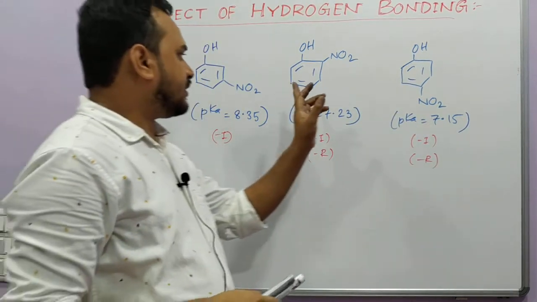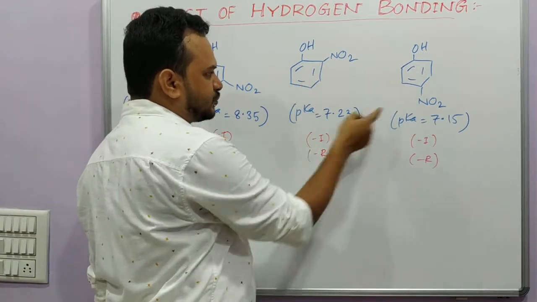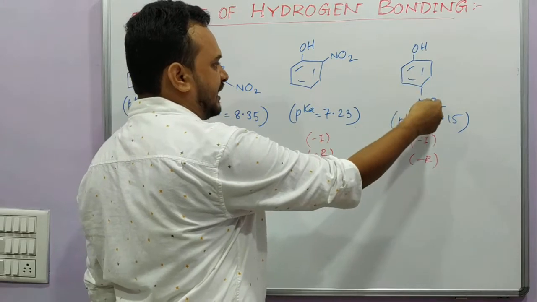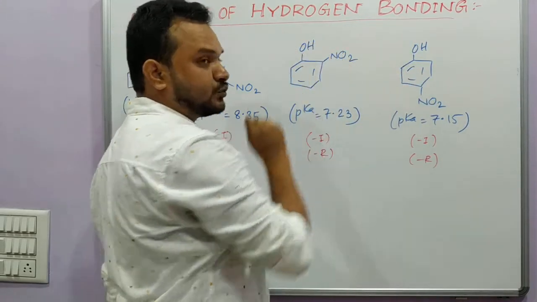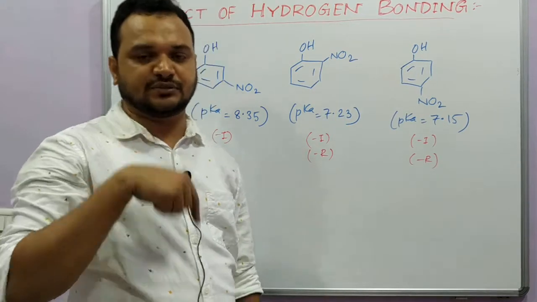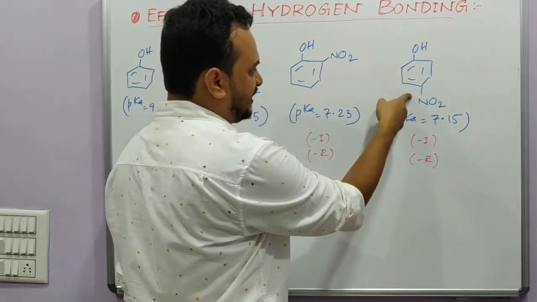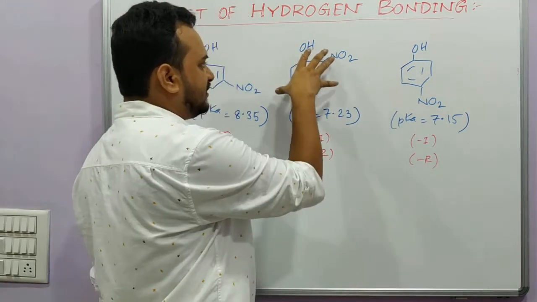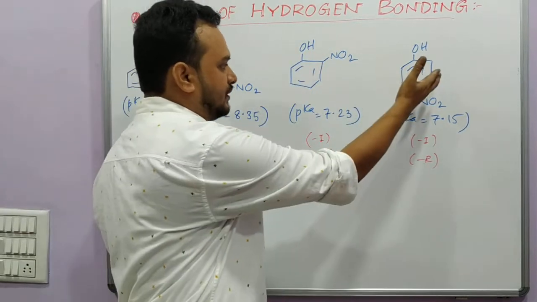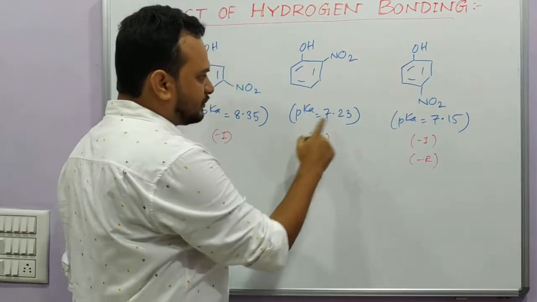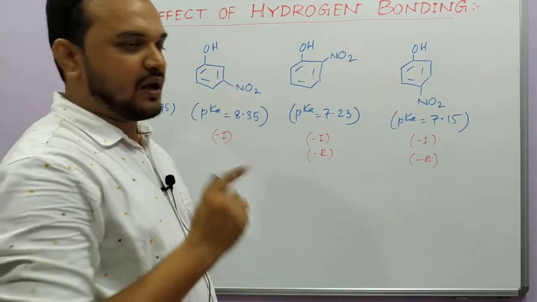Now when we compare these two, here the minus I effect should be stronger than the minus I effect here, because here nitro is far away from the OH group, whereas here the nitro group is very close to the OH group, and we know inductive effect diminishes with increasing distance. So here the minus I effect is stronger than the minus I effect here. So we expect that orthonitrophenol should be more acidic than the paranitrophenol. But experimental observation shows that paranitrophenol is more acidic than orthonitrophenol. Now how can we explain it?